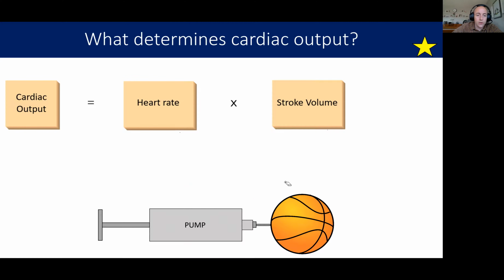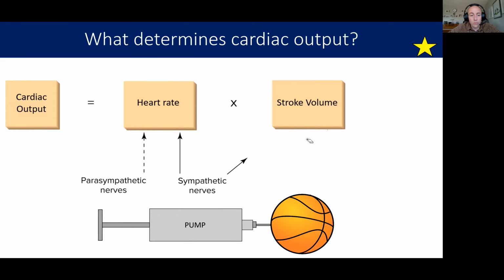And so in terms of what is what, cardiac output would be the equivalent of how much air is coming out of the end of the needle every minute. Heart rate would be how many times you pump it every minute. And stroke volume would be how much air is coming out of the pump with every stroke. Right? So let's talk about what's going to influence these different things.